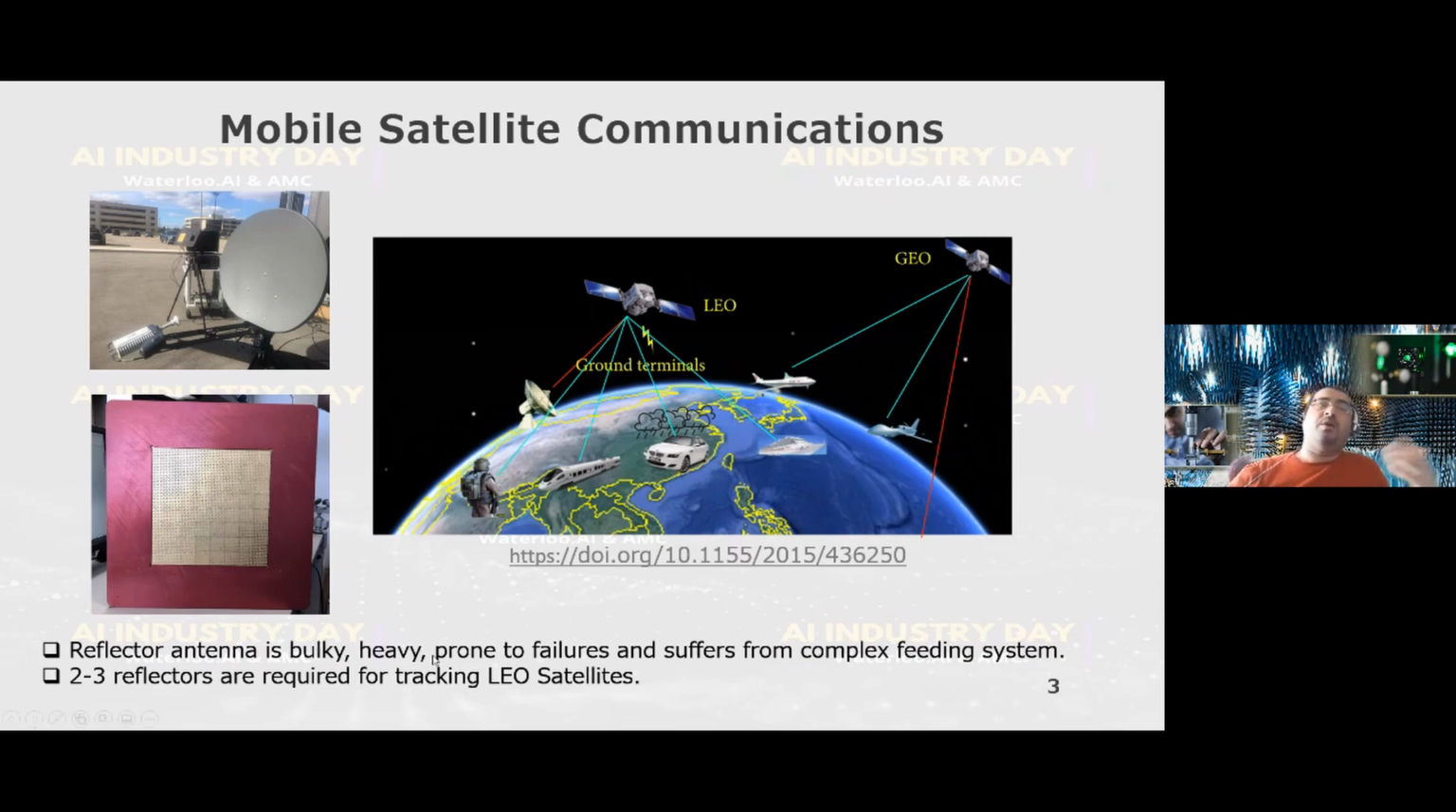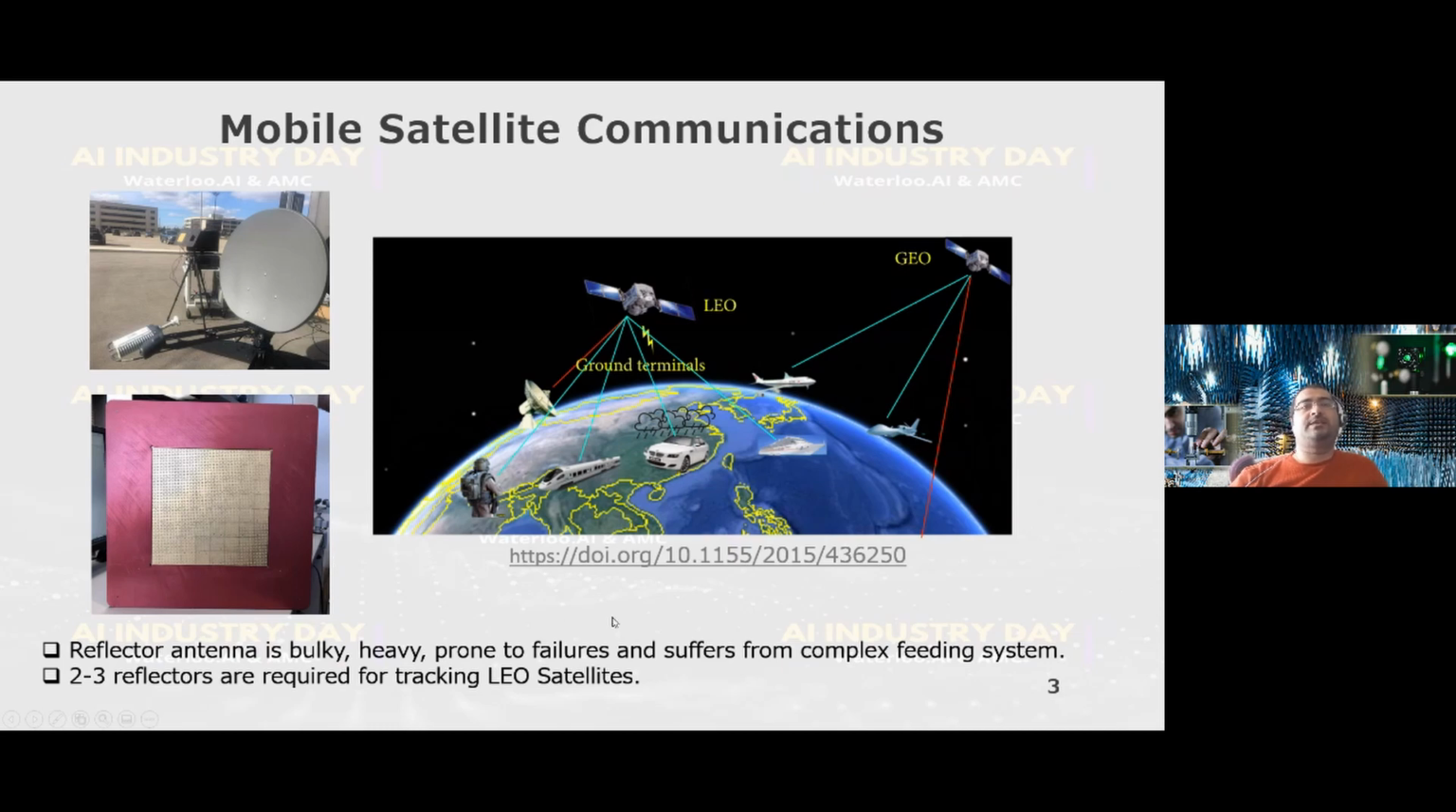They are also heavy, bulky, prone to failures, and suffer from complex feeding systems. On the other hand, we have these phased array antennas, which are flat. They're low profile and they're fast. The beam scanning, so basically focusing on the satellite, was done mechanically previously, and during the past few decades it was partly done mechanically and partly electronically. And right now, all of it is electronic.